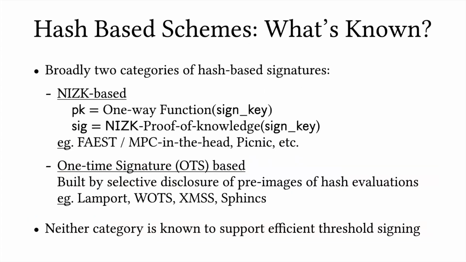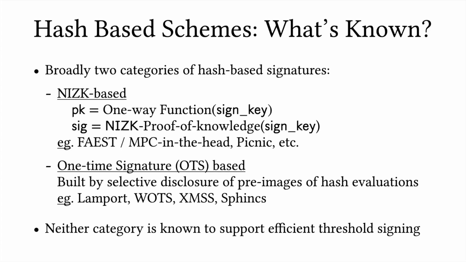So I'd like to divide these hash-based schemes into two broad categories. One is NIST-based. If you come across terms like MPC in the head or just NIST submission SPHINCS or Picnic or something, that's the class of schemes I'm referring to over there, where essentially the public key is a one-way function applied to the signing key. And a signature is essentially a proof of knowledge of the signing key with the message incorporated somehow, right? Like into the challenge or something.